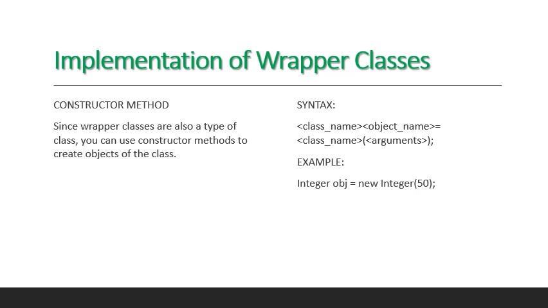Next is the implementation of the wrapper class. How do you implement the wrapper? So the constructor method: since wrapper classes are also a type of class, you can use the constructor method to create the object of the class. Its syntax is very simple: class name, then object name, then class name and its argument list. Like this, you can use the wrapper class.